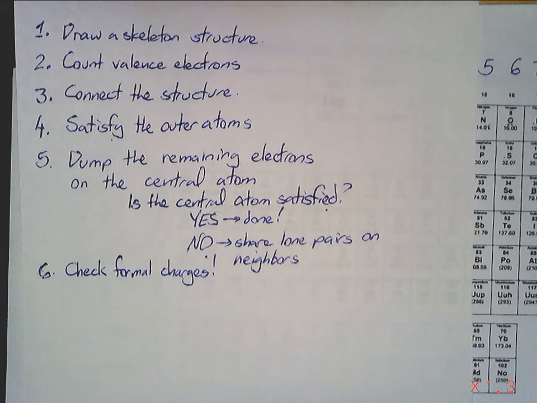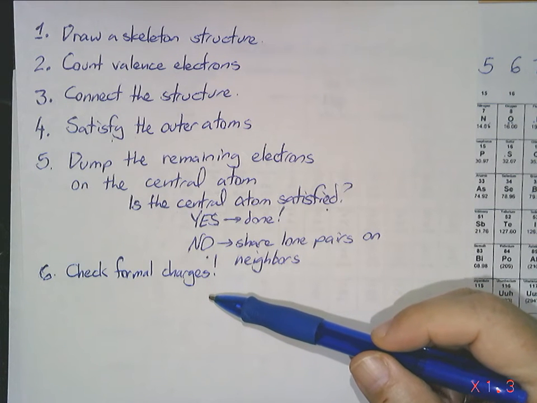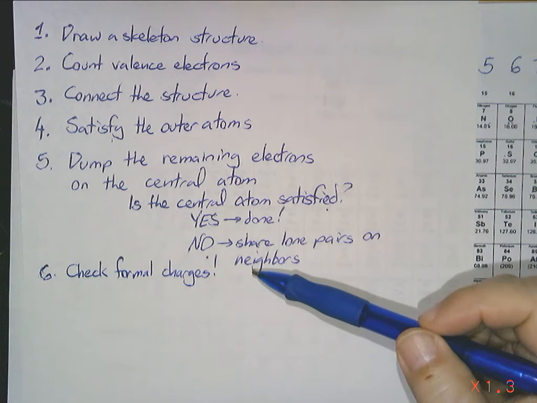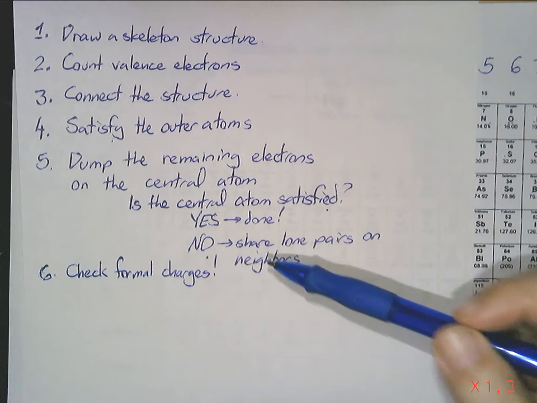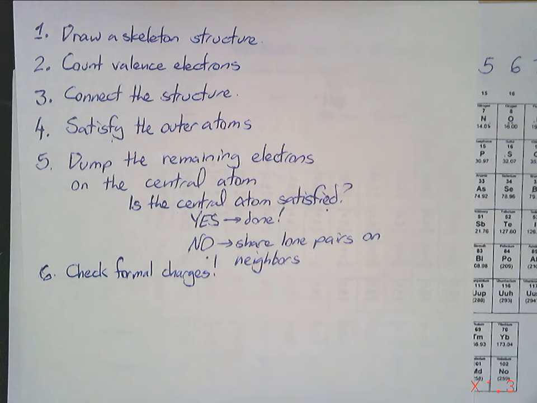In the last video, we saw that we could use formal charges to discard some of the candidate structures that we might get after we share lone pairs on neighbors. When you do this step, very often you're going to get multiple different structures that all look feasible. They all satisfy the octet rule. And it's only when you check the formal charges that you can tell whether or not you can discard some. But now we're going to look at an example where we can't actually discard something because the candidate structures are all equally good.